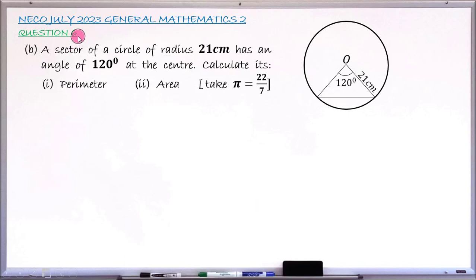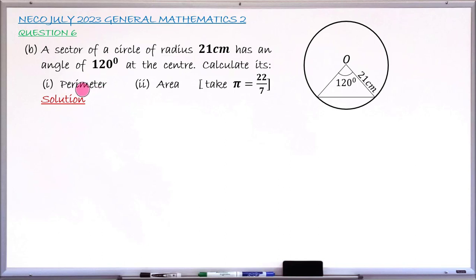This is question number 6, NECO July 2023, and the question reads: a sector of a circle of radius 21 centimeters has an angle of 120 degrees at the center. The question asks you to calculate, one, the perimeter of that sector, and two, the area of that sector. You are asked to take pi as 22/7. Solution to this problem.